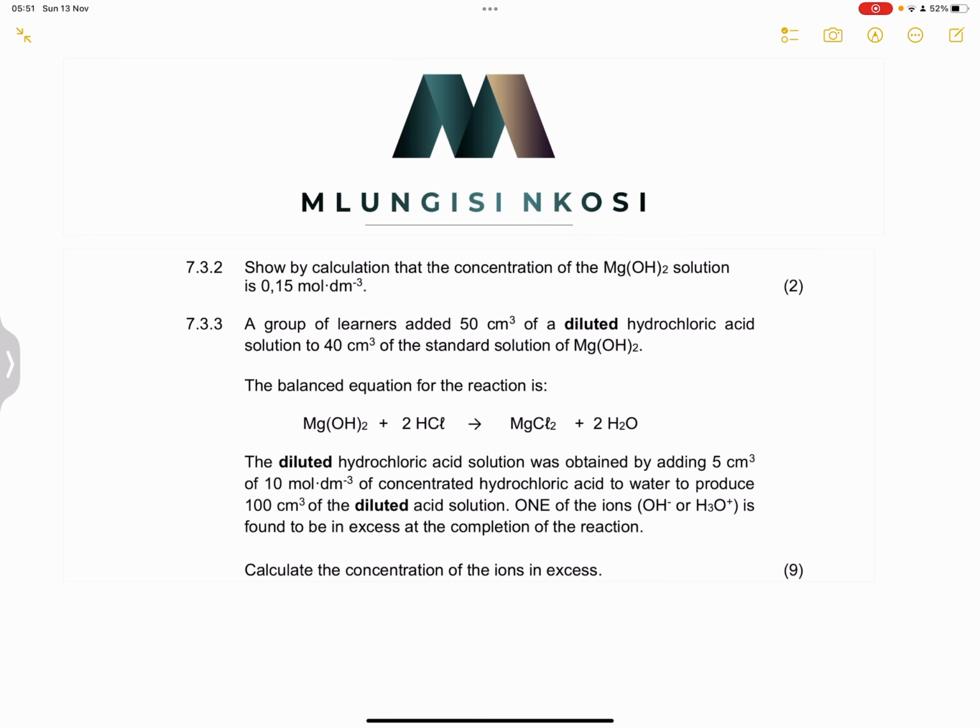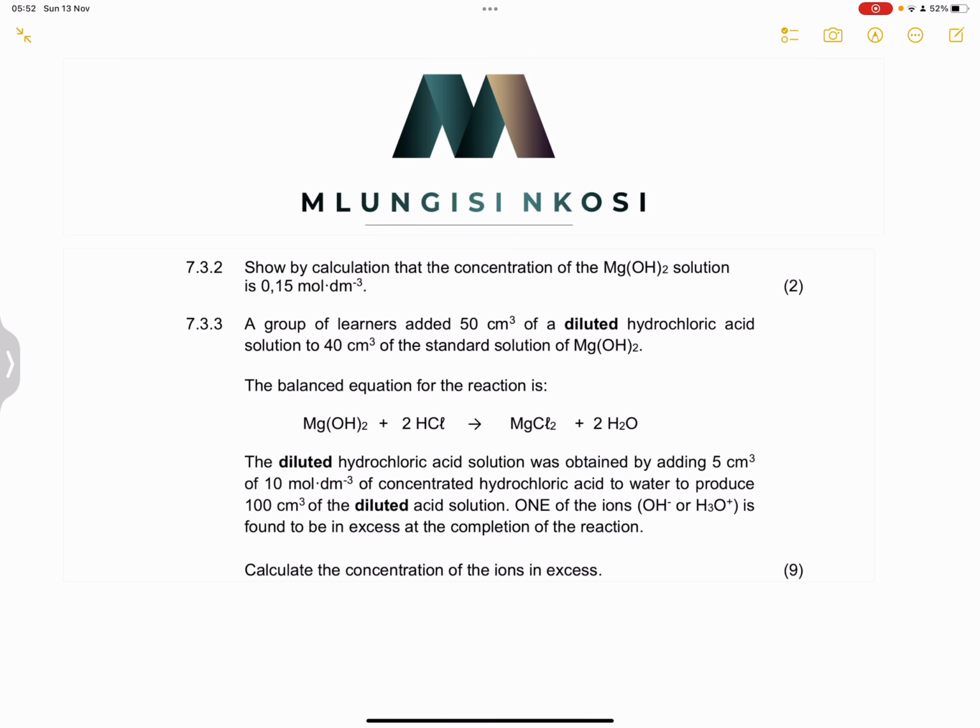So I took the first portion because, obviously, I've skipped some of the questions. I just wanted to focus on this 9 mark question. All right, so the magnesium hydroxide is 0.1. They had said show it in the previous calculation, so I'm gonna skip that part, but only take the fact that the concentration is 0.15, right?